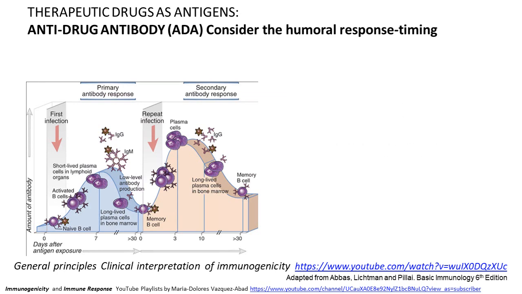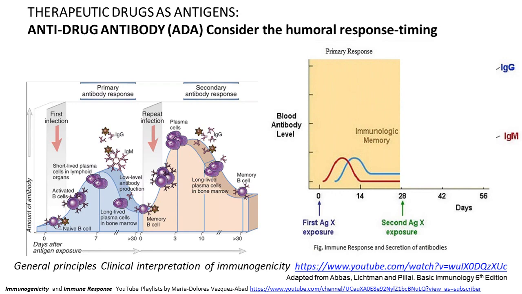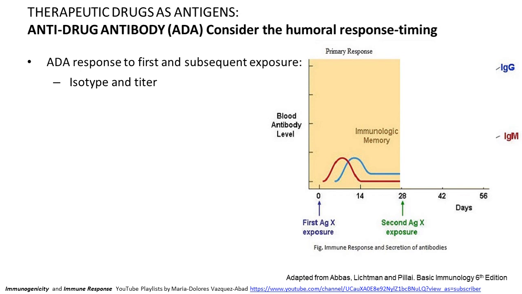So when we look at humoral response timing, this particular graph, I go over it in more detail in the General Principles of Clinical Interpretation of Immunogenicity YouTube video, but a simplified version of it is shown on the right. What you see here is that when you have a result, you need to understand the isotype and titer. It's not really that difficult to infer if it's a primary or a secondary response. When we look at the isotype and titer, in a primary response, it's going to be primarily IgM. There might be some IgG, but it's a bit delayed.